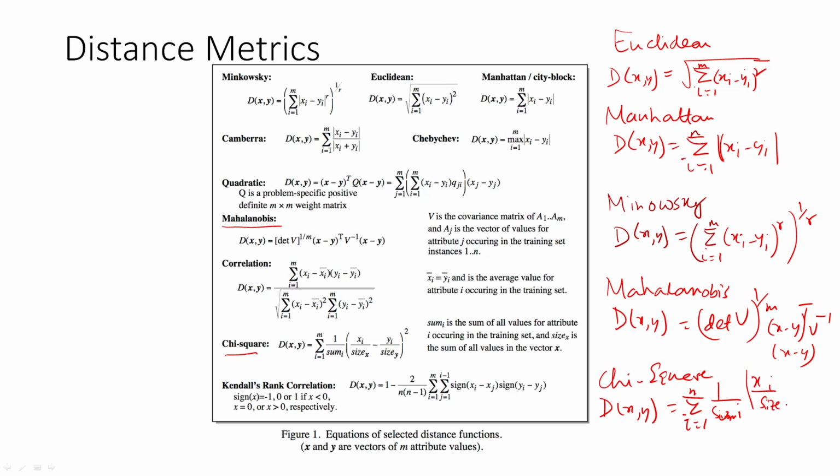The sum over i of 1 by sum i, times (xi by size x minus yi by size y) whole square. Size, remember, not sign, size. Sum i is the sum of all values of attribute i, and size x is the sum of all values in the vector x: x1 plus x2 plus x3 plus x4, everything. Okay, that is what it is. So you can have all kinds of distance metrics possible. For your safety and easiness, better to use Euclidean. That is the easiest one we learned from coordinate geometry in class 10th. So that is what you should use.